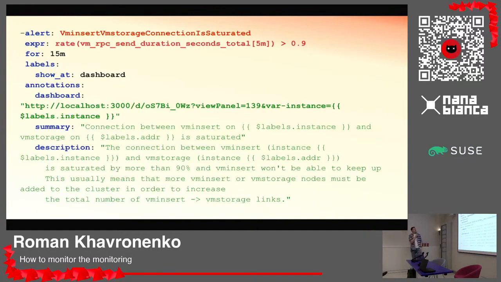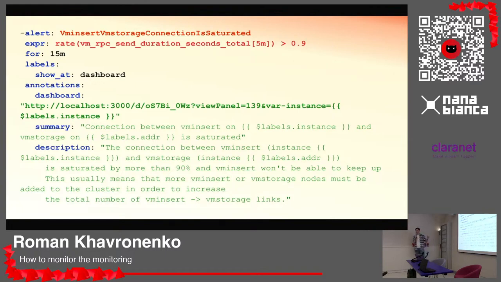So here's how an alerting rule looks. For the user, the title, the expression, and other settings are not important. What is important is the summary and description. And this summary and description should contain enough information for the user to understand what is happening, what the consequences are, and what he can do about it.